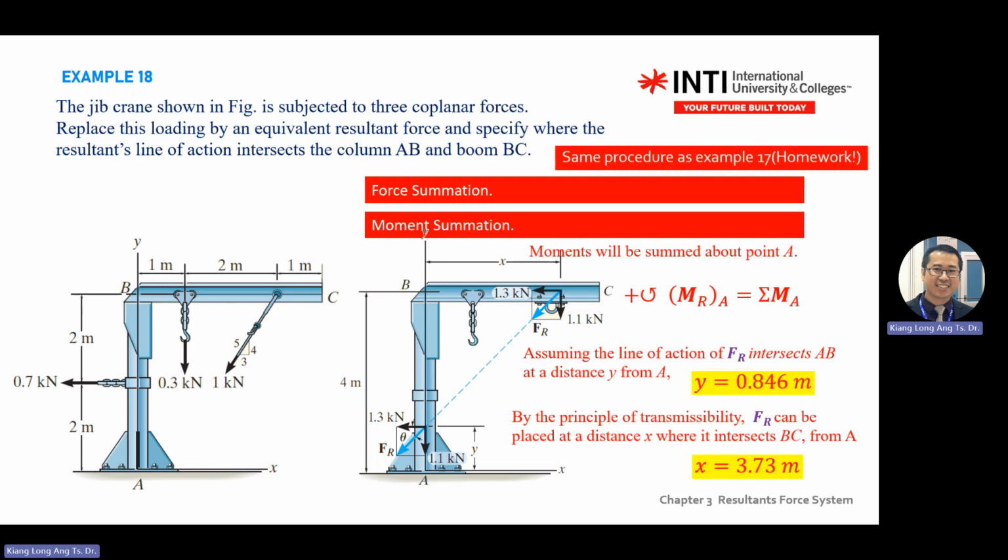Which one? This one. X. X is that direction, right? Times 4. Negative. Y negative also. Okay, so you get this equation. You are solving for Y. You solve this one, you get Y. Then after you solve for Y, you solve for X.